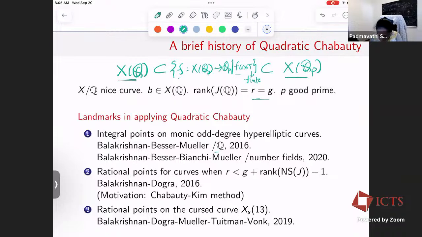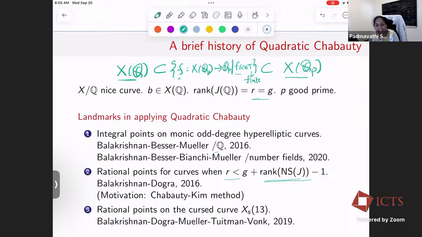And this method was then extended to work for all rational points by Netan Dogra and Jennifer Balakrishnan, and their motivation came from the non-abelian Chabauty-Kim method. And in general, it works when the rank is less than the genus plus the rank of the Néron-Severi group of the Jacobian minus 1. So particularly if the rank equals the genus and the rank of the Néron-Severi group of the Jacobian is larger than 1, you have a method for coming up with P-adic analytic functions that cut out the rational points.